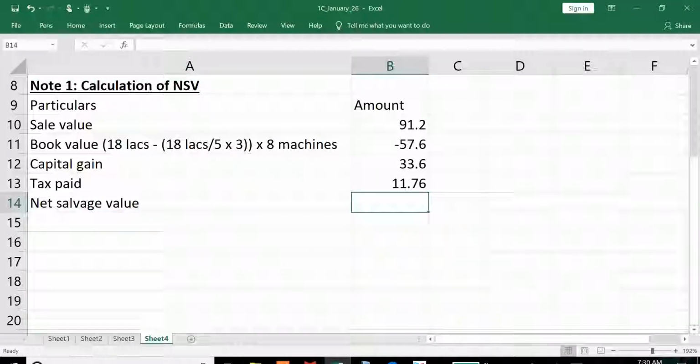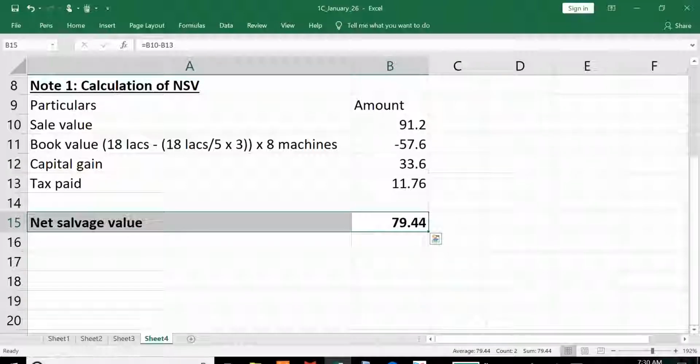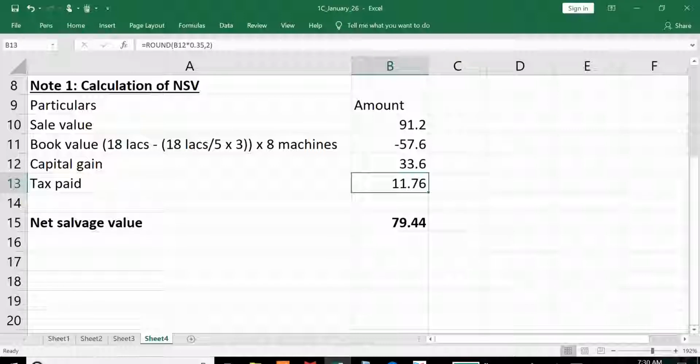Listen, net salvage value is nothing but sale value minus tax. Ideally, leave a line gap in between. Net salvage value is sale value minus tax paid, or sale value plus tax saved. So by selling the old machines, we will generate 79 lakh rupees.